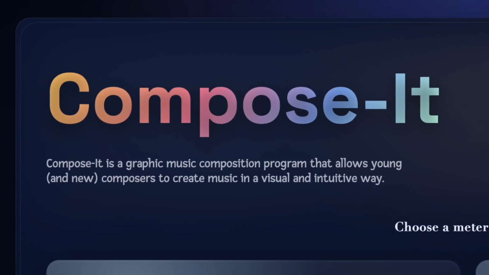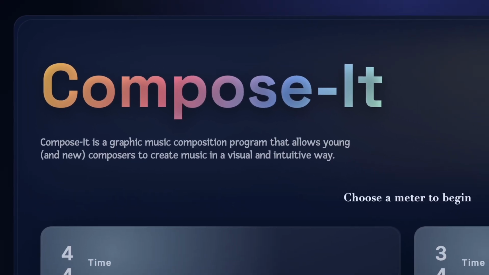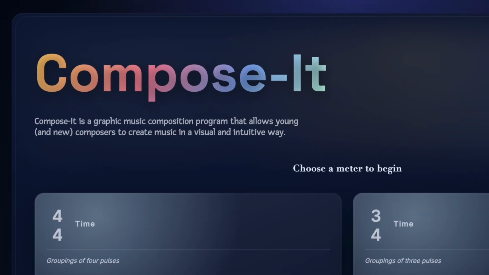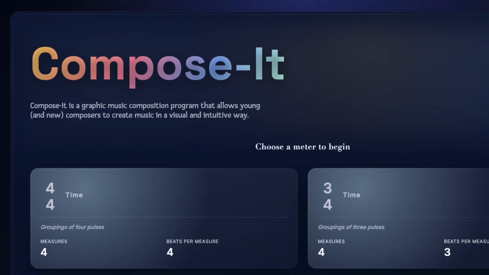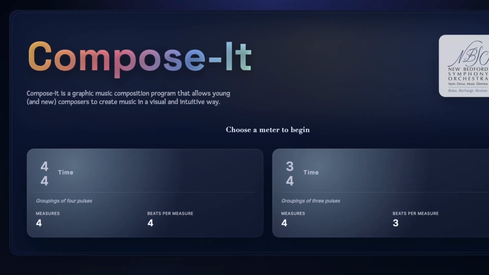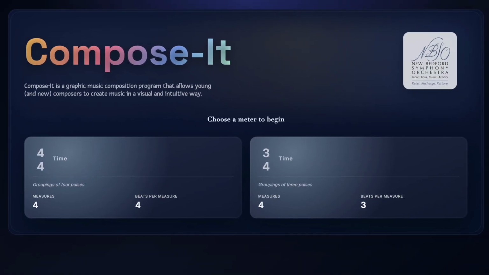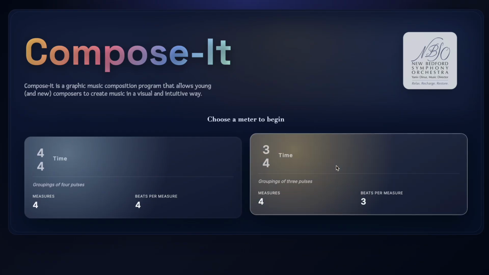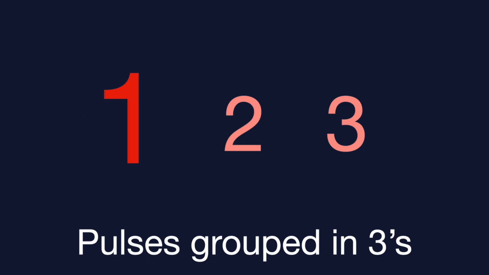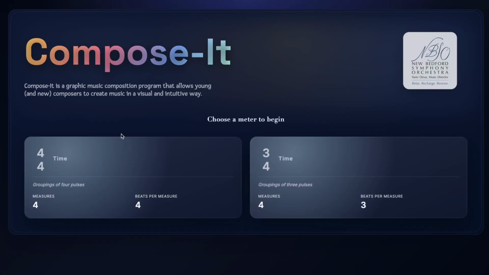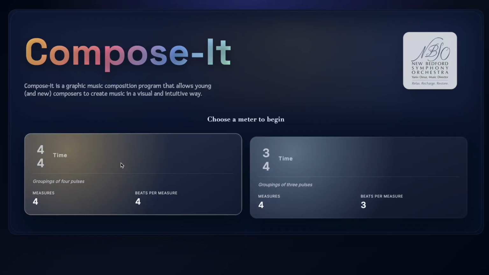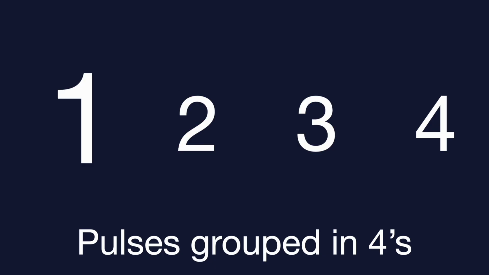In this video, we will explore the New Bedford Symphony Orchestra's graphic music composition program called Compose It. With Compose It, anyone can create music. On the main screen, you can choose between music where the pulses are grouped in threes, 1, 2, 3, 1, 2, 3, or fours, 1, 2, 3, 4, 1, 2, 3, 4.